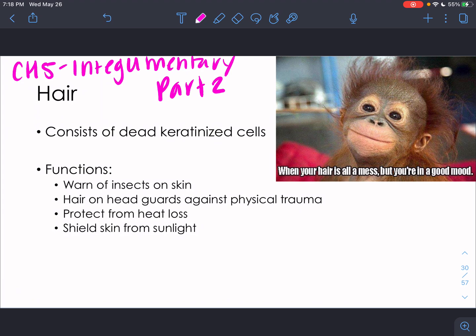So a hair is just made up of dead keratinized cells. So the same cells that make up your epithelial tissue. A lot of functions to hair, so keep insects off skin, guard against some physical trauma, provide a little bit of a cushion, protect from heat loss, and then also shield the skin from sunlight.